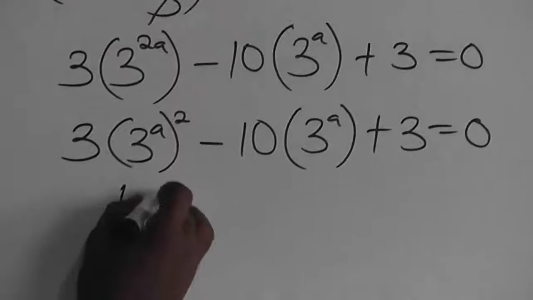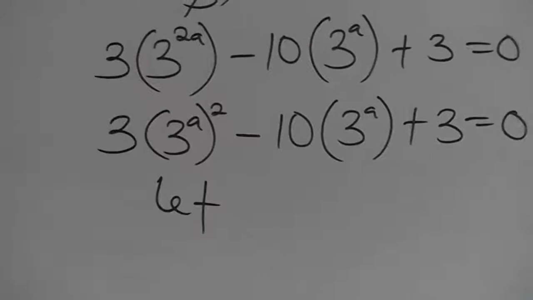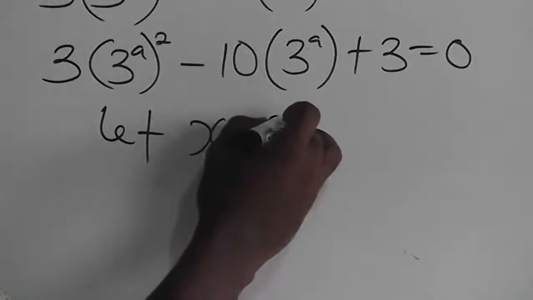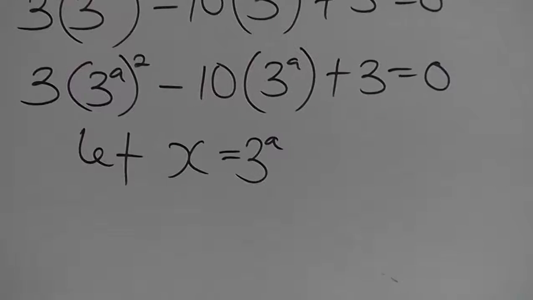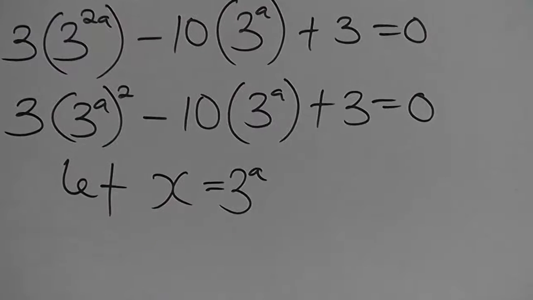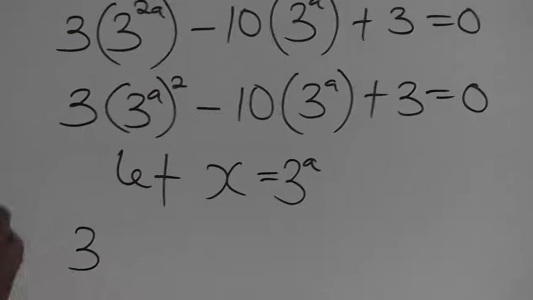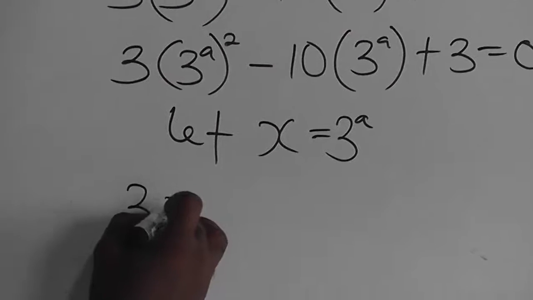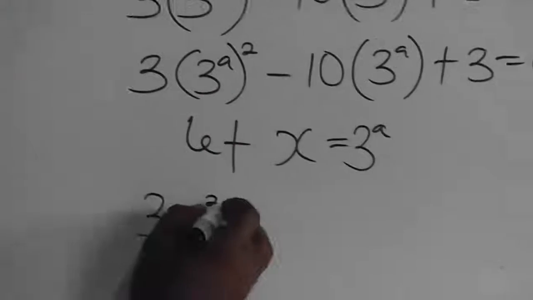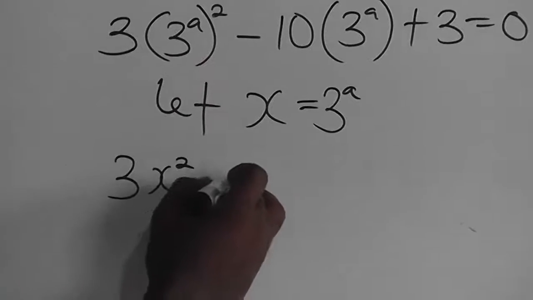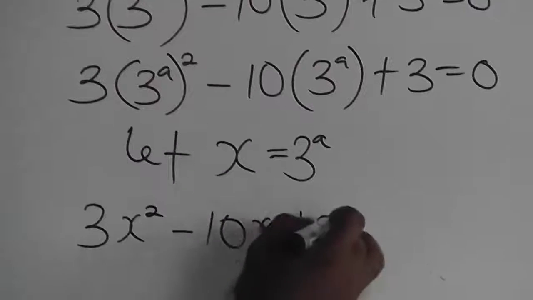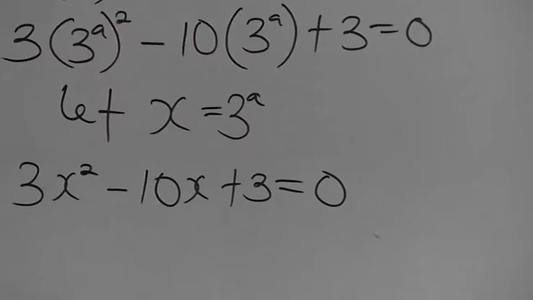So this time around, let's use x. Let x be equal to 3a. That means wherever you see 3a, you replace it with x for now. Then you have 3. If x replaces 3a, you have 3x squared minus 10x plus 3 is equal to 0.